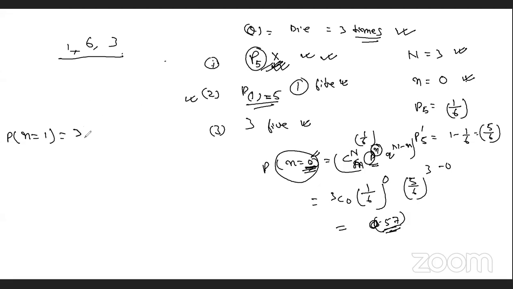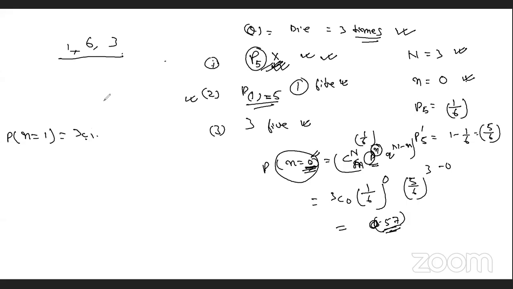I can clearly say that it will be nothing but 3C1. So 3 factorial divided by 1 factorial into 3 minus 1 factorial. This is how you can write 3C1: selection of one element out of three elements. This is how we define a combination. Okay, so here you will find that it's 3C1.